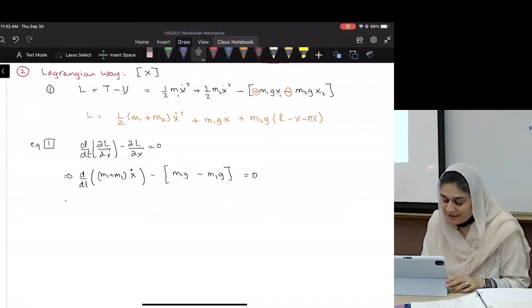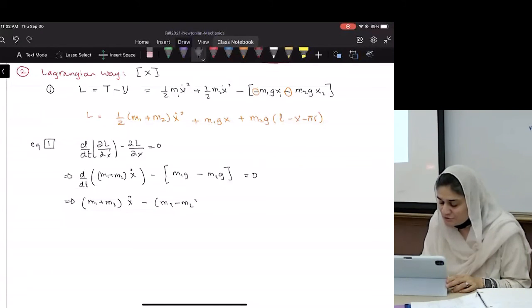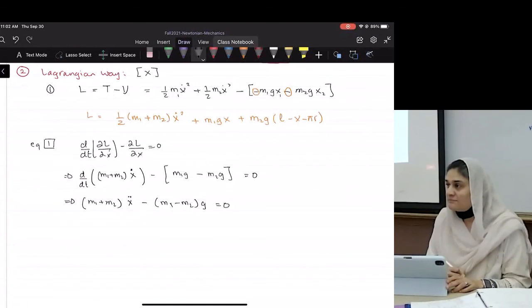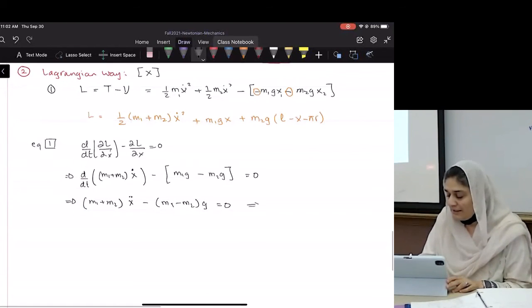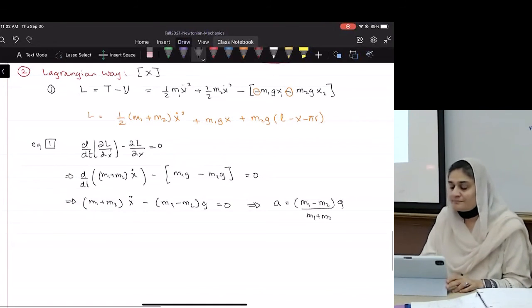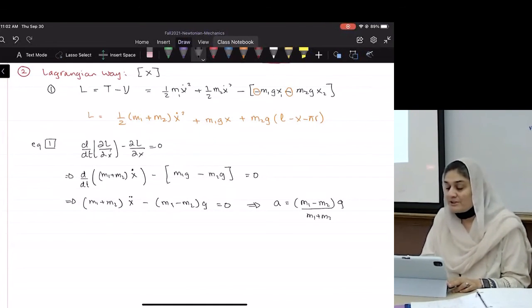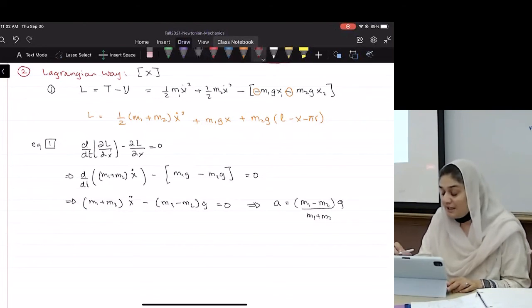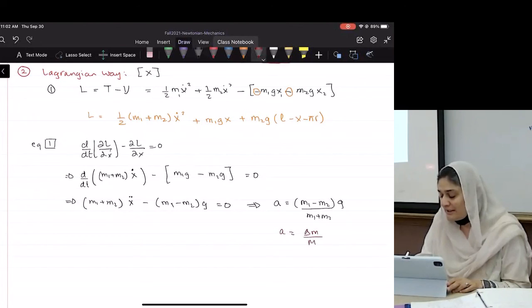Okay, so this means I can rewrite this as (m1 plus m2) x double dot minus (m1 minus m2) g equals 0. Or I can rewrite this as a equals (m1 minus m2) g divided by (m1 plus m2), which I can see can be rewritten as delta m over big M times g.